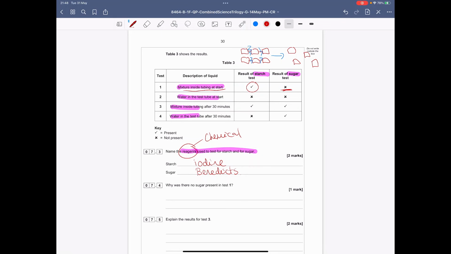So why was there no sugar present in test 1? Well, it's at the very start. If you've literally just mixed it together, the enzyme hasn't had a chance to break it down yet. So there's no sugar as the enzyme has not had time to break it down.